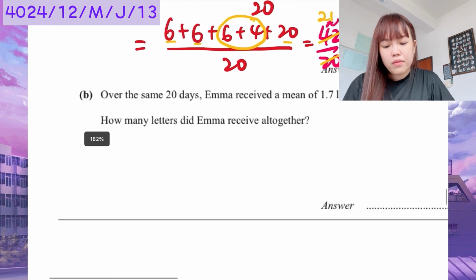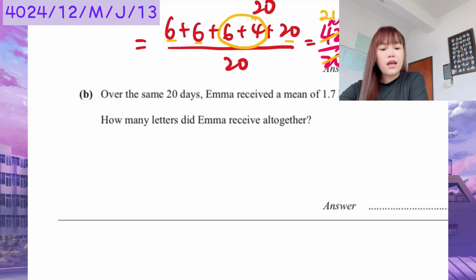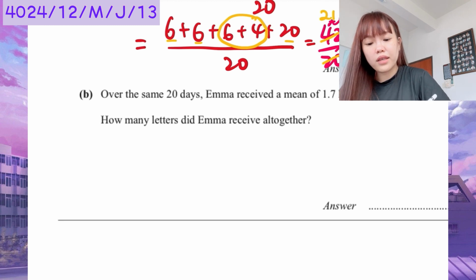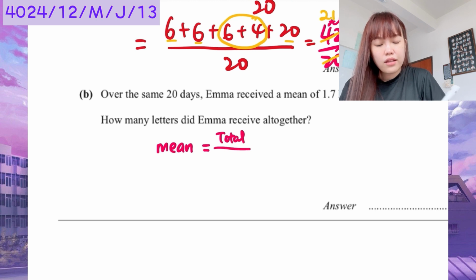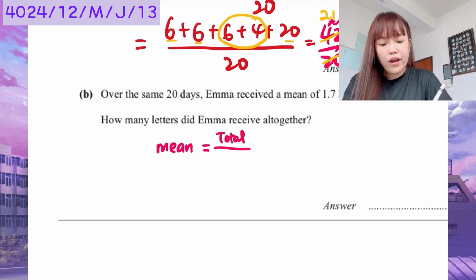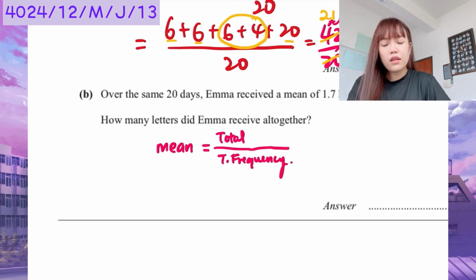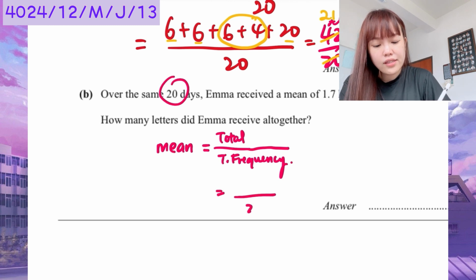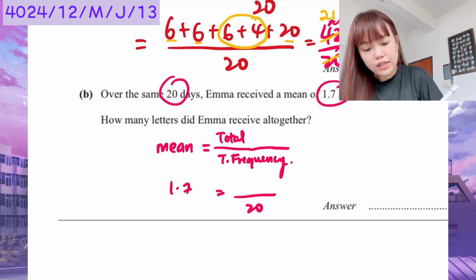Okay, let's look at B. Over the same 20 days, Emma received a mean of 1.7 letters each day. How many letters did Emma receive altogether? So you know that mean is the total divided by the total frequency. And the total frequency here is 20 days, and the mean is 1.7. So in this case, your total means your total letters.